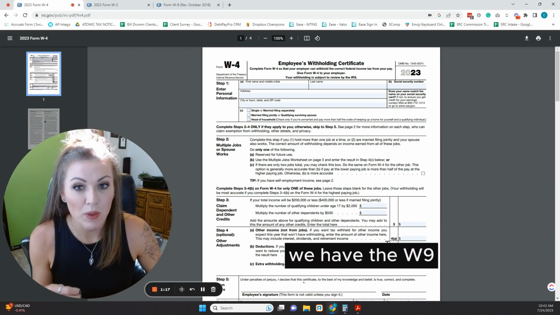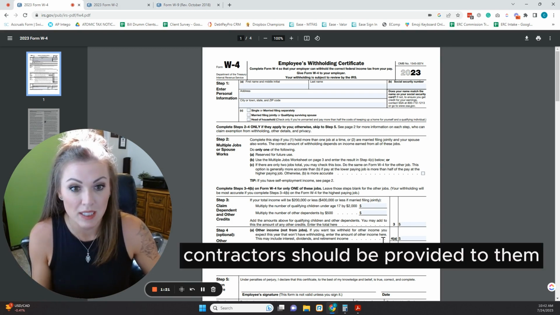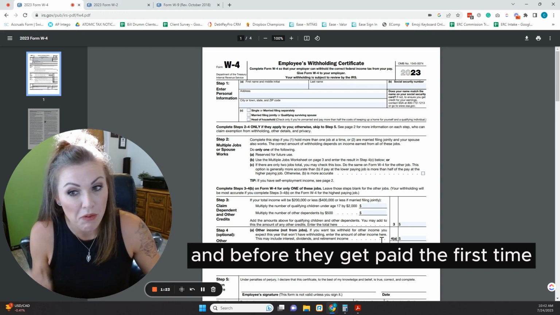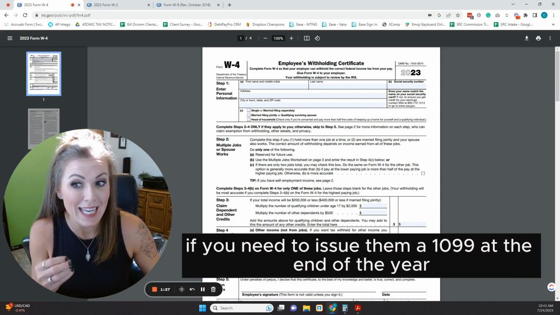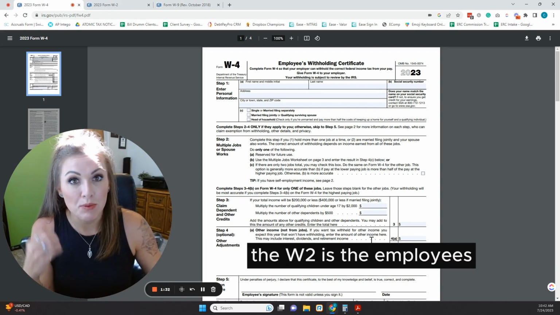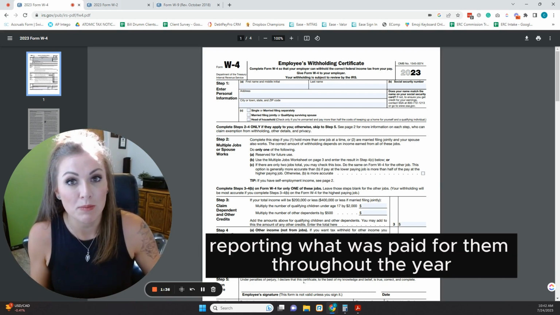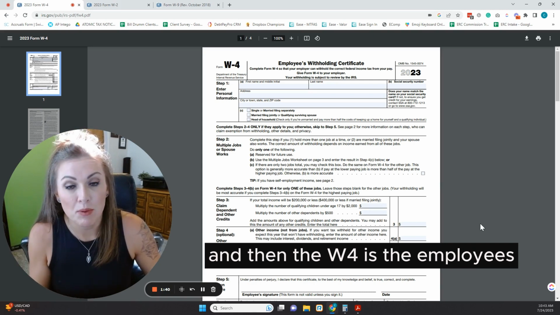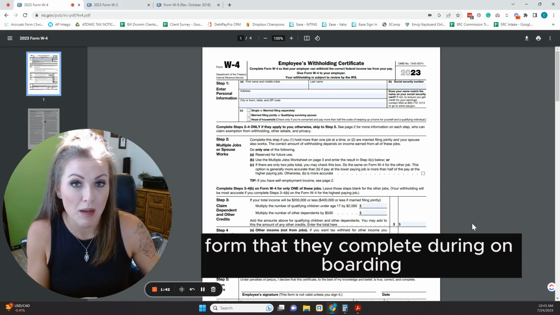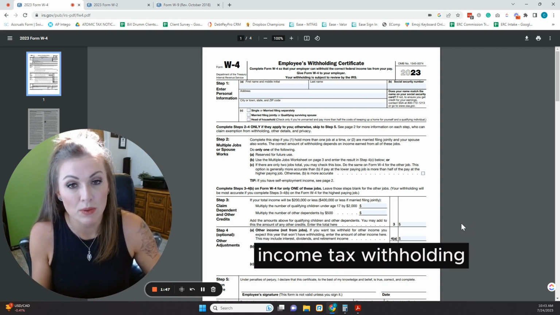Just to recap, we have the W-9, which is for independent contractors, should be provided to them when they start work and before they get paid the first time. That form will be used if you need to issue them a 1099 at the end of the year. The W-2 is the employees, so your W-2 employees' year-end document reporting what was paid to them throughout the year. And then the W-4 is the employee's form that they complete during onboarding to let you know how to set up their federal income tax withholding.